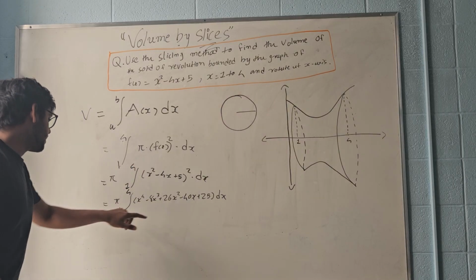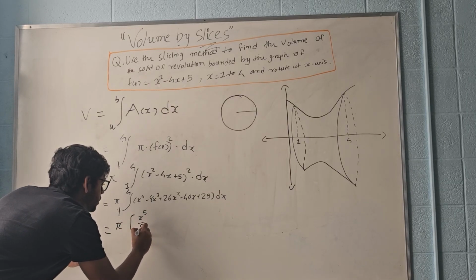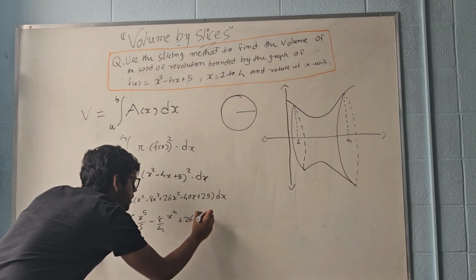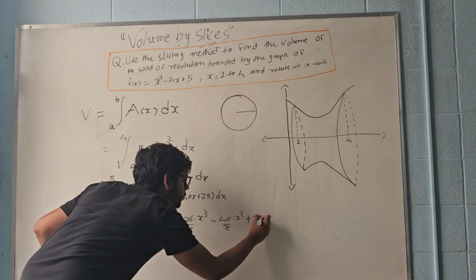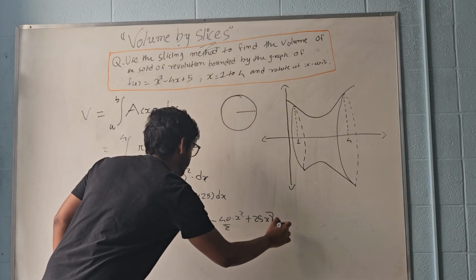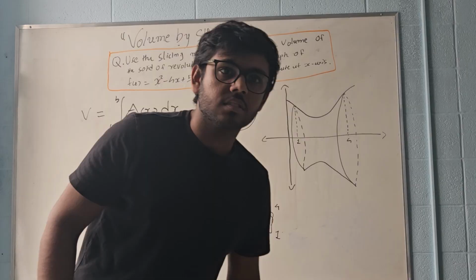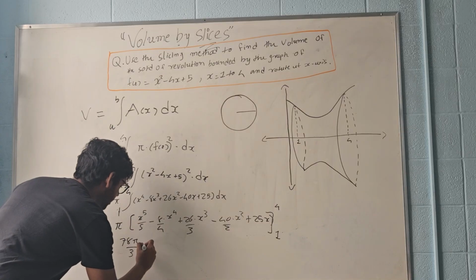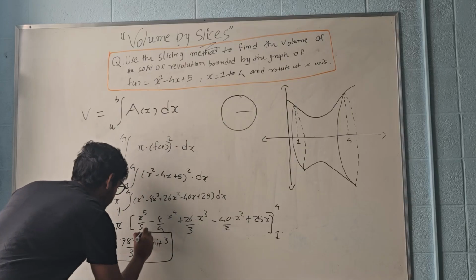All right, so we will integrate this. It will give us x to the 5 over 5 minus 8 times x to the 4 over 4 plus 26 times x cubed over 3 minus 40 times x squared over 2 plus 20x, from 1 to 4. And if we find the final answer, it's going to be 78 pi over 3 unit cubed. So this is our volume.